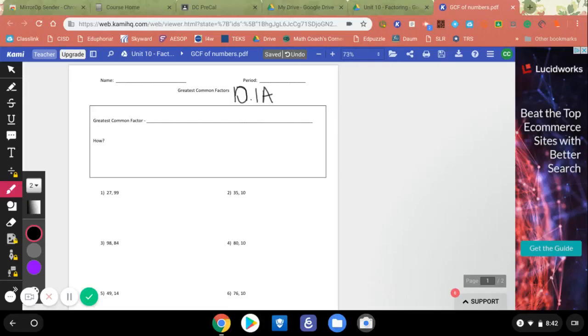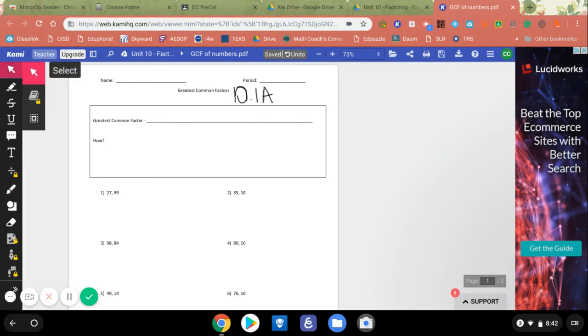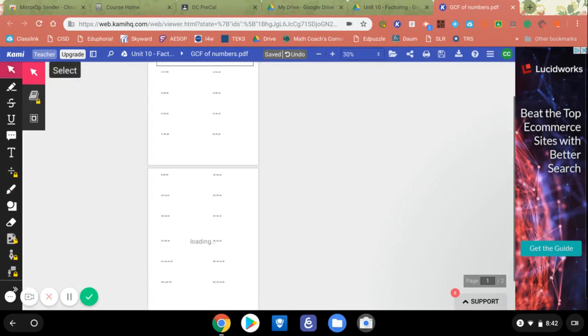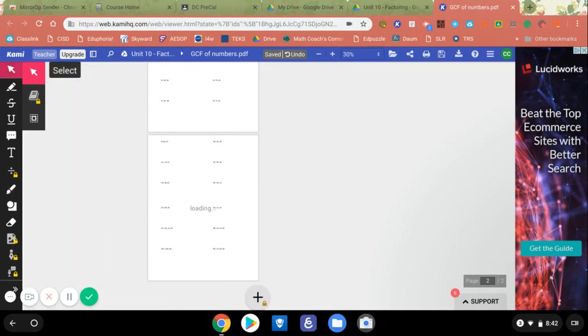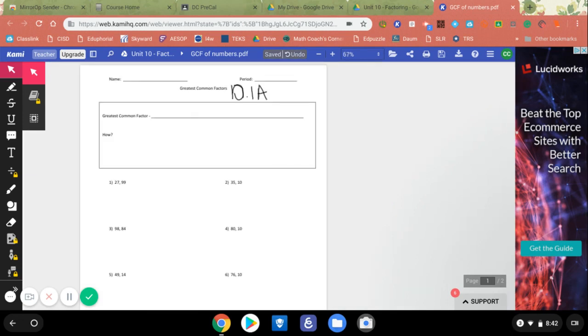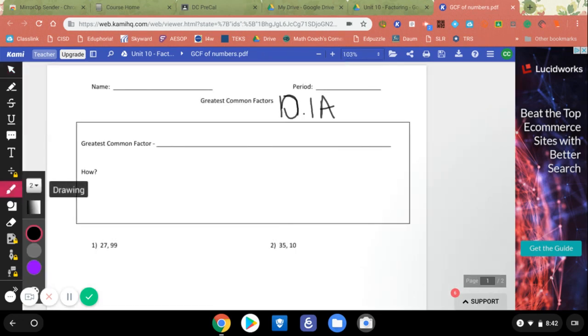Okay, so what you guys have in front of you is your greatest common factor assignment. It's called 10.1a. This right here is your notes and homework, okay? This is going to be due on Monday. Most of you will probably be able to finish it in class. If you use your class time wisely, you can get this done because it's not that difficult.